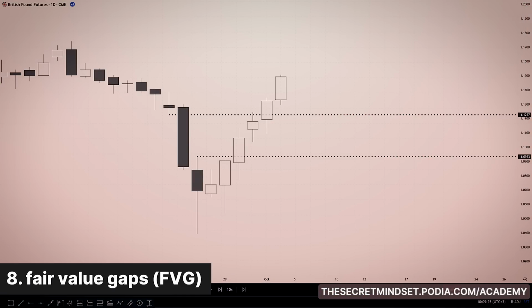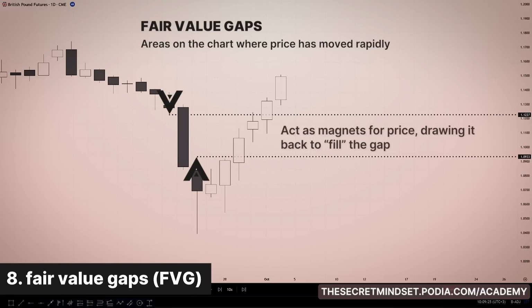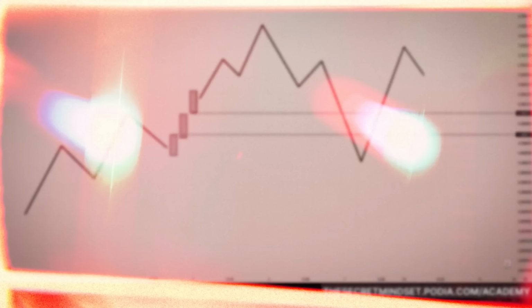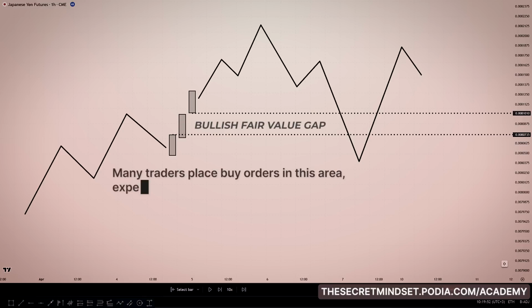Fair value gaps are also targeted. These are areas on the chart where price has moved rapidly. These gaps often act as magnets for price, drawing it back to fill the gap. Smart money often uses these gaps as targets. For example, if there's a bullish fair value gap below the current price, many traders might place buy orders in this area, expecting price to come back and fill the gap.